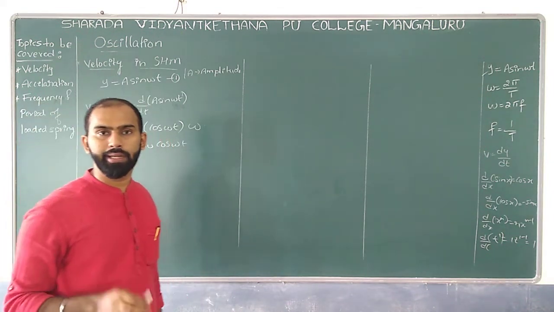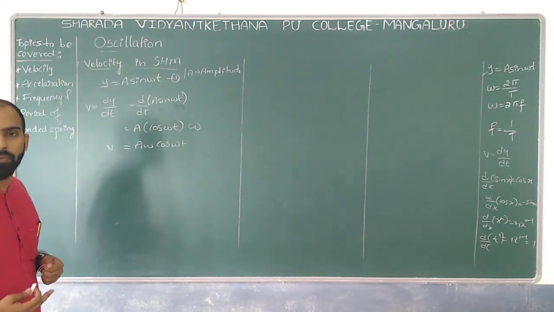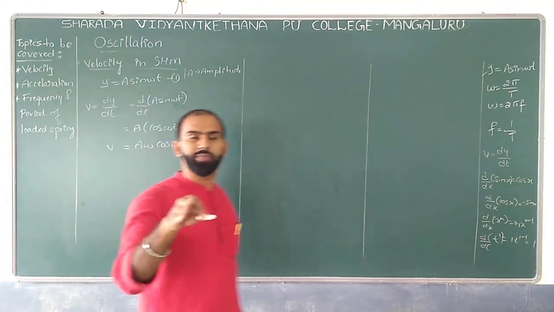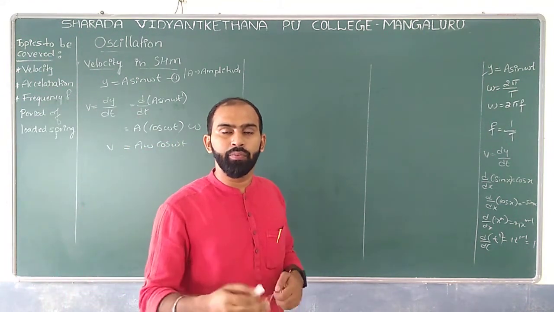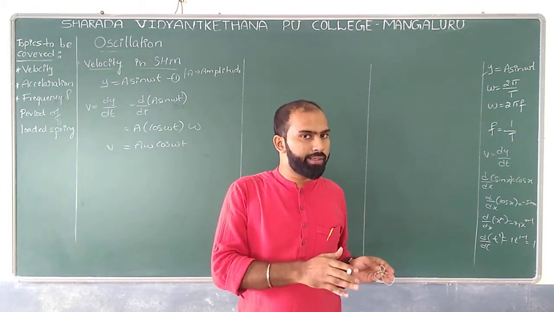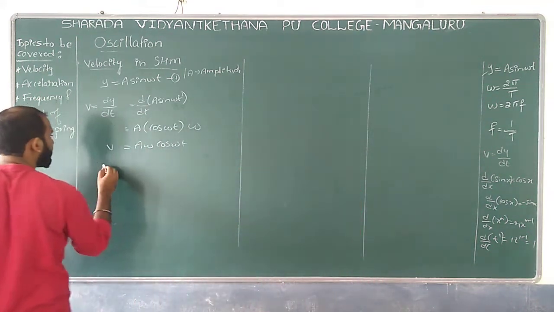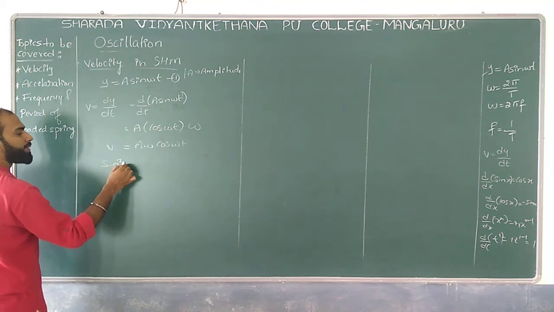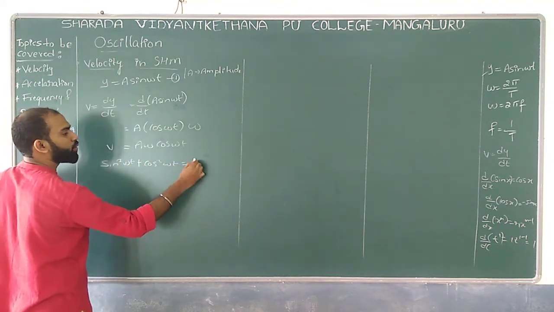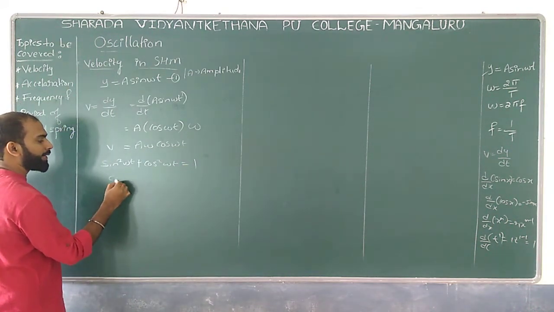Now, the job is not yet done. Still, you can further simplify this equation. How can we simplify? It's very simple. We'll do that, and I hope you know the basic formula. The basic formula is sin square theta plus cos square theta is equal to 1. Yes or no? Similarly, we know sin square omega t plus cos square omega t is equal to 1.